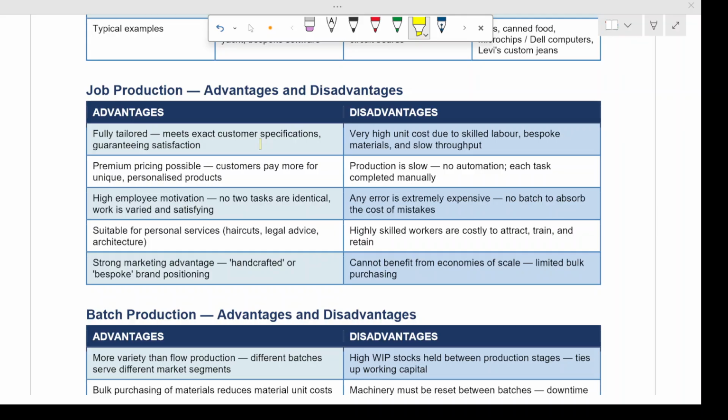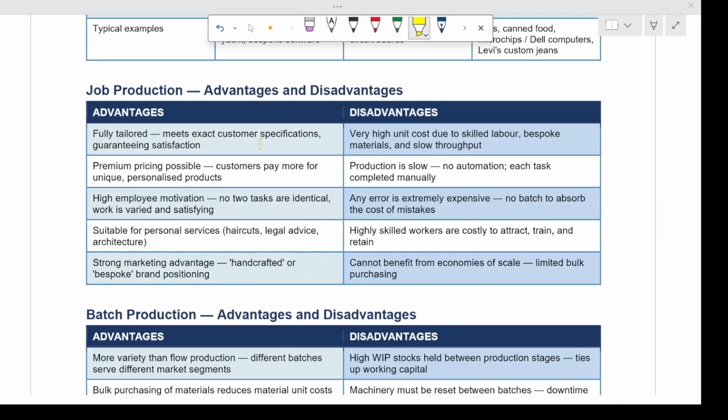The next one is high employee motivation. If you've done any work, if you've done an internship or worked at any other place, you would know that doing the same thing over and over again for years at a time gets very tiring. It gets emotionally and mentally draining. So when items are customized, when they are made differently, when there is a certain level of creativity, the employees are also highly motivated, their motivation increases. So the employees are satisfied with their work in that scenario.